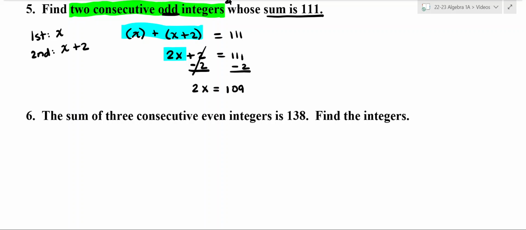That makes sense? And so now we're going to divide by 2. And we're going to get that x equals 54.5.